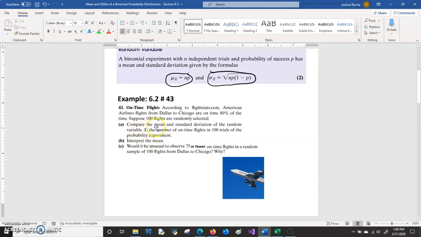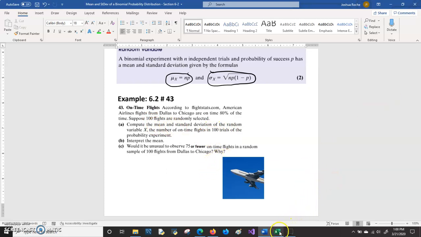Part A says compute the mean and standard deviation of the random variable x, which is the number of on-time flights if the trial is 100. So we want to find the mean and the standard deviation.